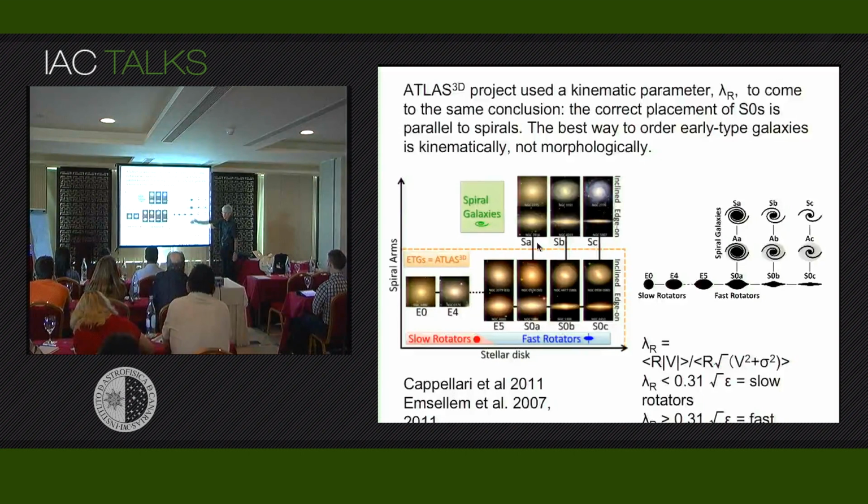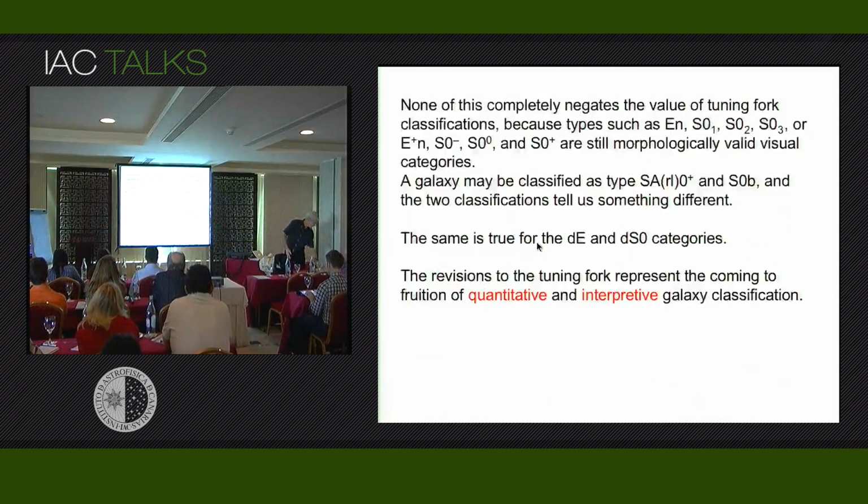Okay, and the Atlas, I wanted to show this, but somebody else may talk about it in more detail. The Atlas 3D project used a rotation parameter to classify S0s. You can do it by eye, or you can do it kinematically. And this rotation parameter distinguishes the slow rotators from the fast rotators. And in these papers, the authors were led to the conclusion that the parallel sequence classification was the right way to think of early type galaxies.